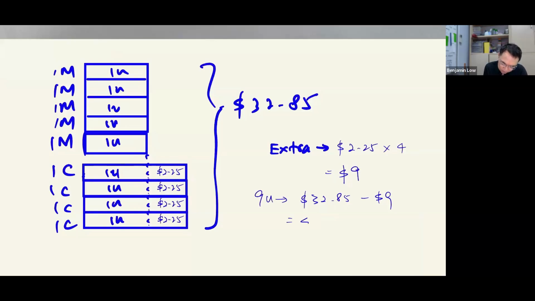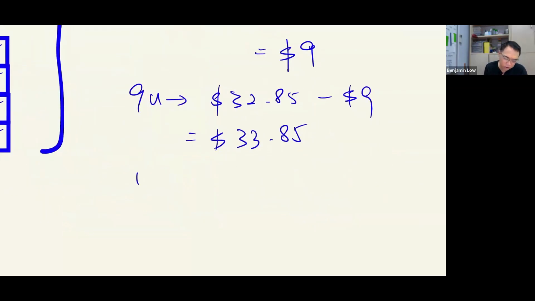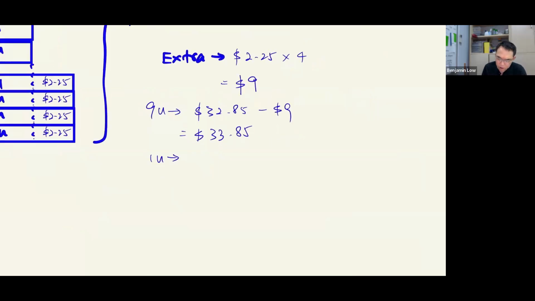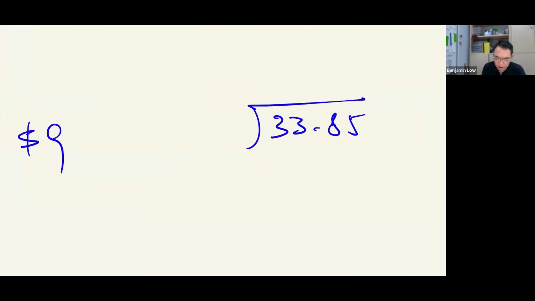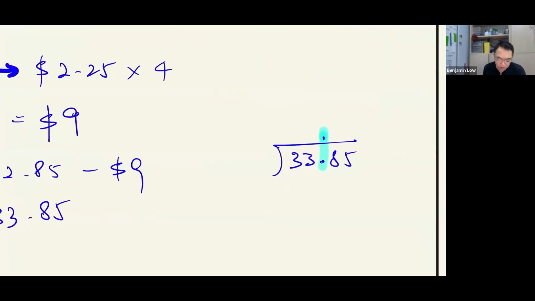So 9 units is 33.85. And then now you need to divide by 9. Okay, I'm sure you know this part. So you got to take 33.85 and divide this by 9. Remember in division for decimals and money, we put the dot. We got to make sure that the dots are aligned in a straight line. Okay, then you start calculating. You divide by 9, right?